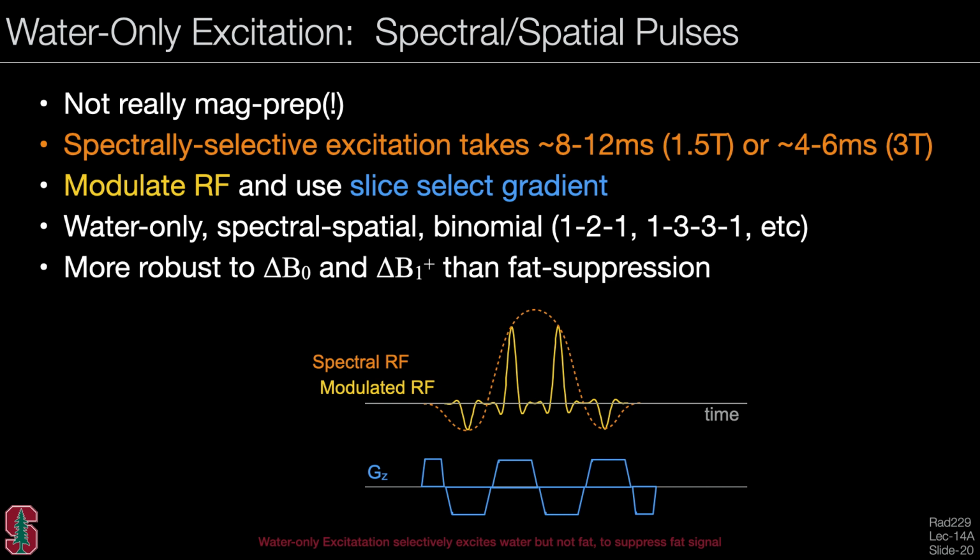And as mentioned, these are a little bit more robust to field variations than fat suppression. More robust to B0 variations, because the water peak is narrower than the fat peak, so you're less likely to miss it, and more robust to transmit field inhomogeneities, because if you have a transmit field inhomogeneity, what happens here is you just have a small variation in the flip angle rather than residual fat signal. The other thing with these pulses is that because they are longer, you will have a longer minimum TE than if you play fat saturation pulses.